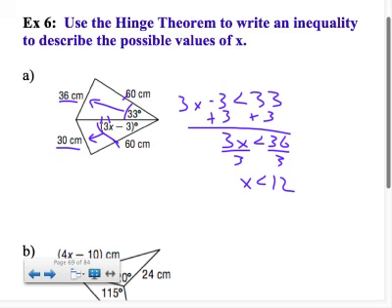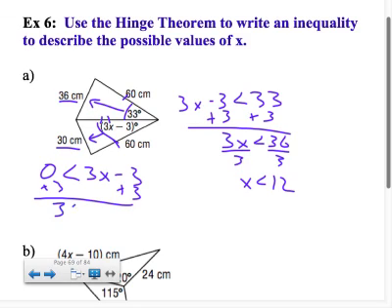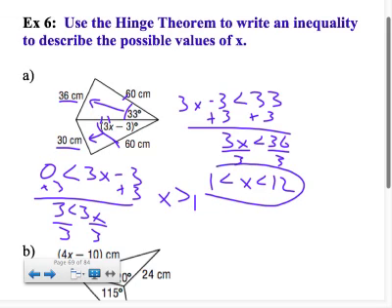Now, using common sense, that can't be the only restriction because clearly x cannot be 0 here. If x was 0, then you'd have a negative angle. So that's not going to work. So the other one that you have to solve is 3x minus 3 has to be greater than 0. And then you go solve this. So plus 3, plus 3. So 3 is less than 3x. Divide both sides by 3. So x has to be greater than 1. So x is anywhere between 1 and 12.